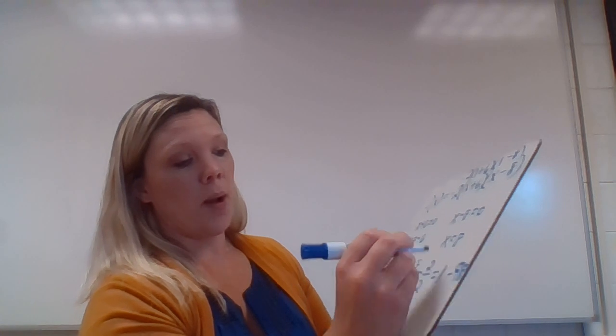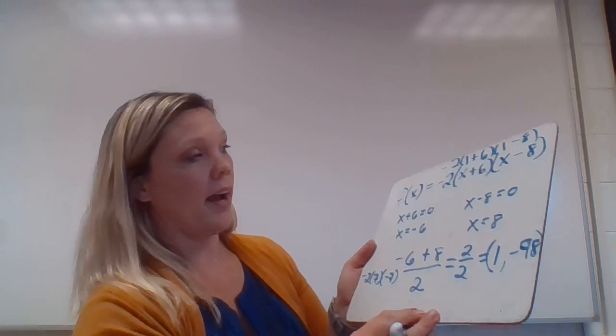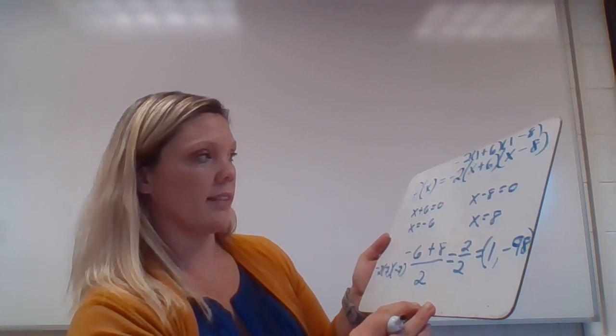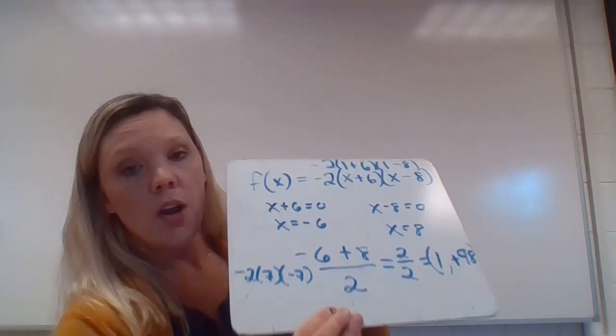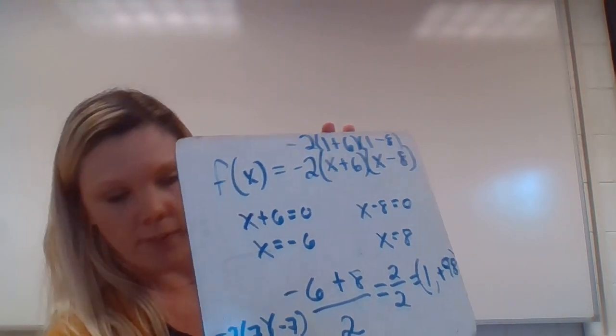I don't think your problem has a drastic vertex like this one does. Did I do that right? So 1 plus 7, 1 minus 7. Sorry, two negatives make a positive, so it's positive 98. So it's 1 and 98 is my vertex.